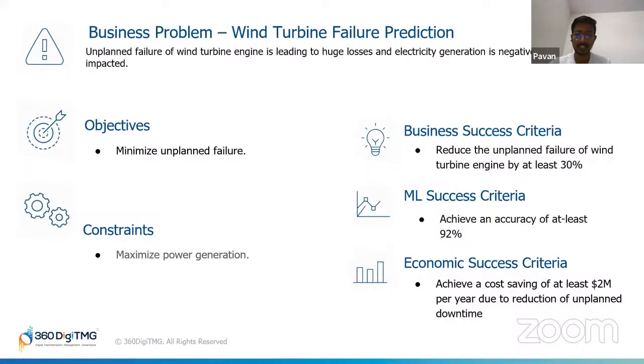And when coming to the success criteria, our business success criteria is to reduce the unplanned failure of wind turbine engines by at least 30%. This reduction signifies a significant improvement in the reliability of the turbines, leading to fewer disruptions in electricity generation. Our economic success criteria is achieving a cost saving of at least 2 million per year due to the reduction of unplanned failure. And finally, our ML success criteria is to achieve an accuracy of 92%.